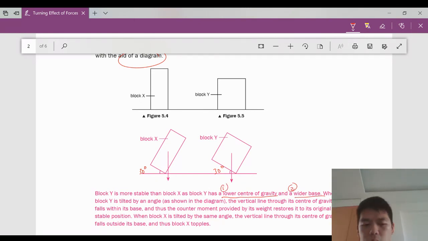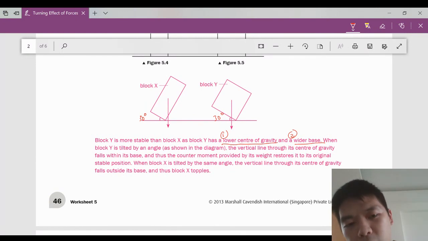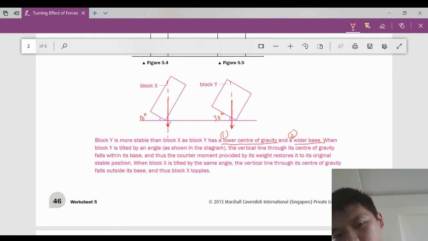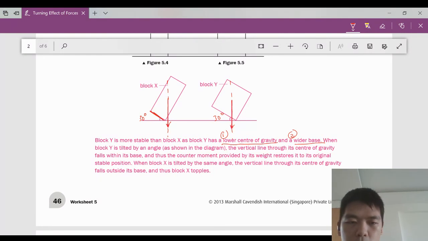Okay. Next, we tilt it by an angle. The vertical line through its center of gravity falls within its base. So what do I mean? Let's draw the vertical line. So this object here has a weight here. So the line of action will be here. This weight is here. So the line of action will be here. Okay. So you look at X, the line of action is outside the base. Where's the base? This is the base. This is the base for Y. Okay, so which one is outside, which one is inside?